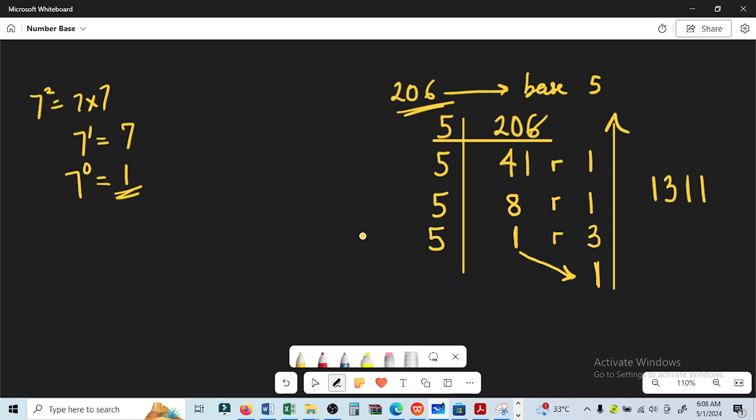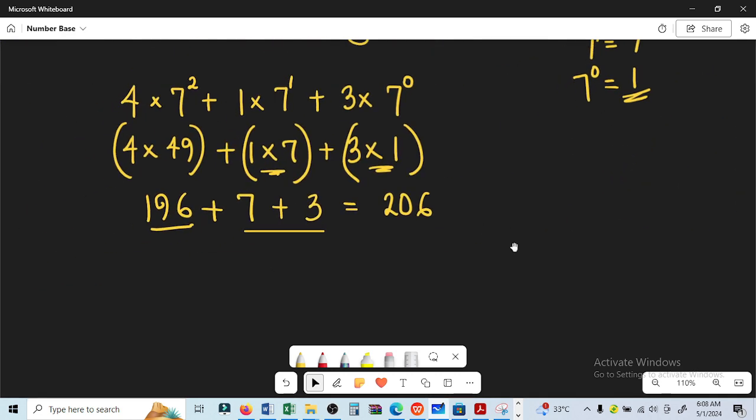What did you turn it to? You turn it to base 5. So we need to put the subscript 5 right there. So that's the answer. Easy peasy, right? So quickly on to the next one.